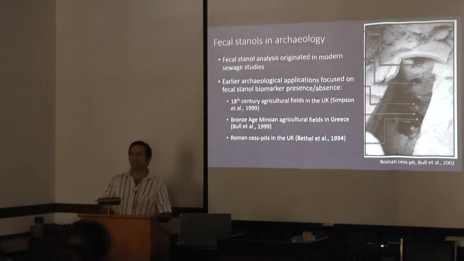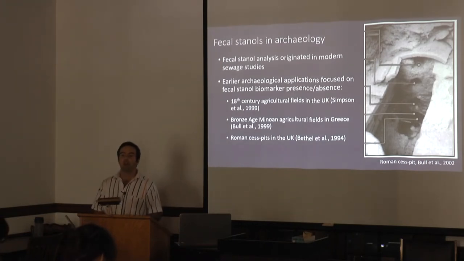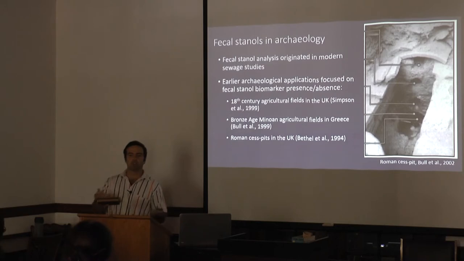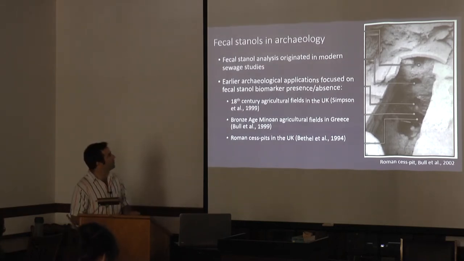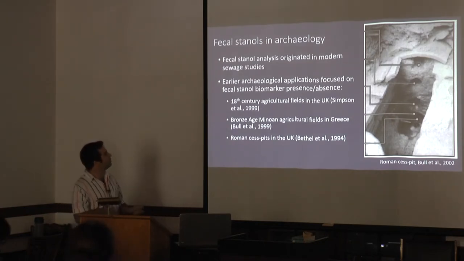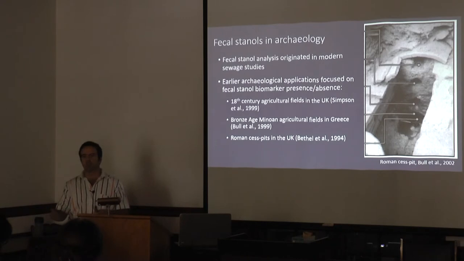The use of fecal stanols in archaeology really began out of modern sewage studies. Coprostanol is used today as an indicator of sewage pollution in waters. So it could mean that there's a leaking sewage pipe or something, and we send environmental scientists out to quantify it. The same laboratory applications were used by archaeologists starting in the 80s and 90s. And it was originally used as an indicator of a human presence on a landscape.